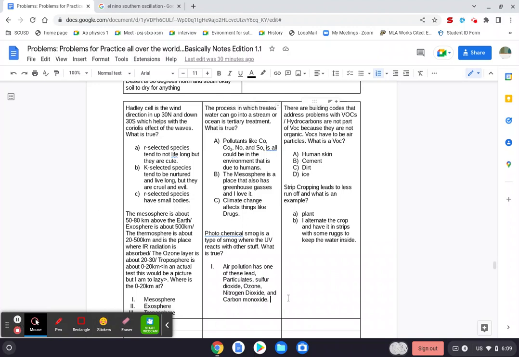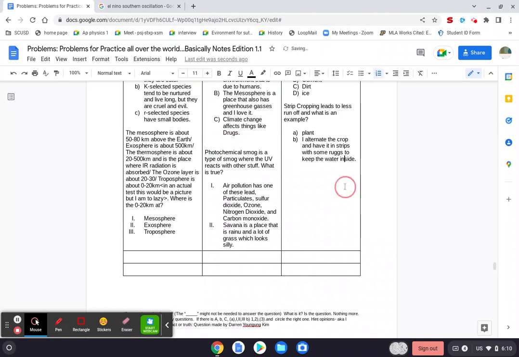Savannah is next. I forgot about Savannah last time. So, Savannah is a place that is rainy, and that's basically what it is. And a lot of glass, which looks silly. Silly makes the question wrong. Yeah, that's interesting. Yeah, tundra, chaparral, we already did, right?